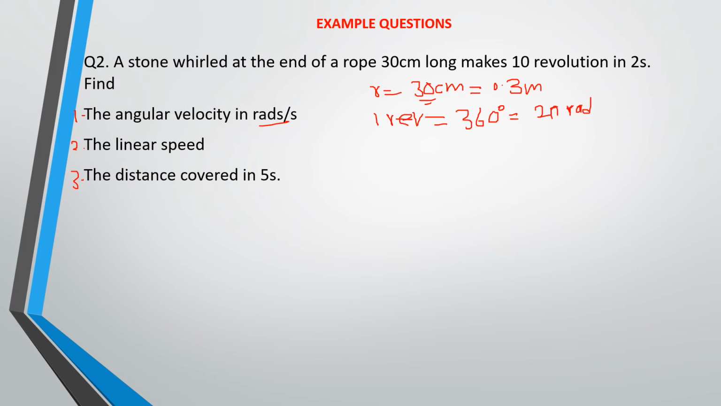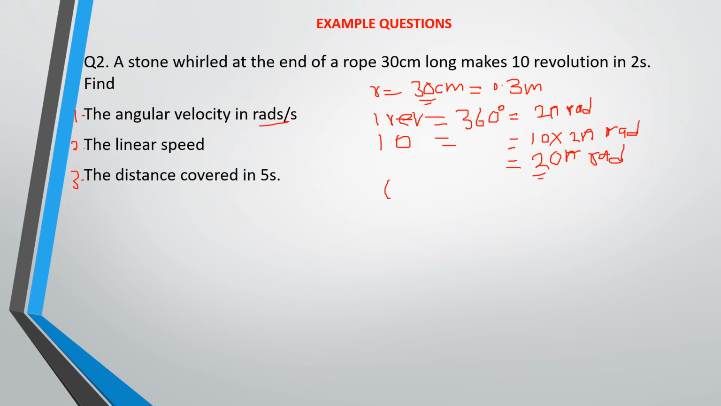That okay? So which means that 10 revolutions will be equal to what? 10 times 2 pi in radians. So that will give you 20 pi in radians, which is the angular displacement. This is the angular displacement of the stone.